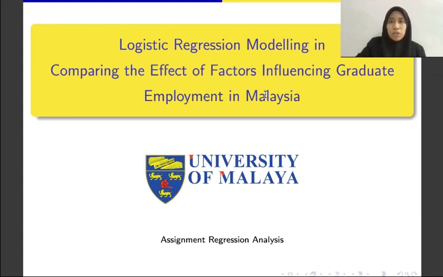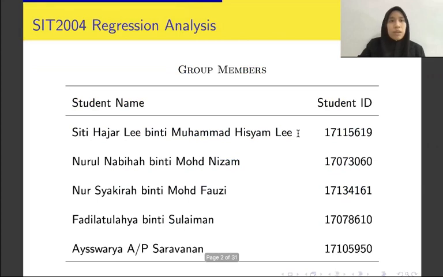For the regression analysis assignment, our group has chosen a topic that is logistic regression modeling, comparing the effect of factors influencing graduate employment in Malaysia. These are my group members. I'm Siti Hajarli. The rest are Nurul Nabiha, Nur Shakira, Fadilatul Ahya, and Aishwarya.